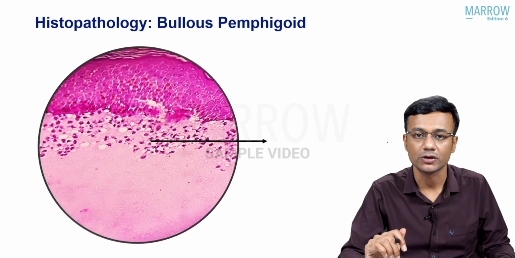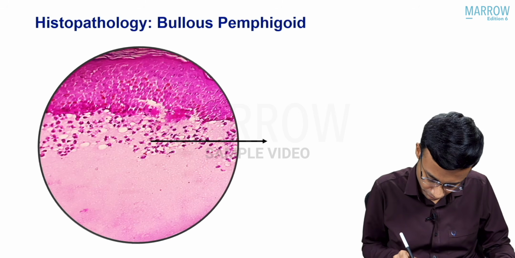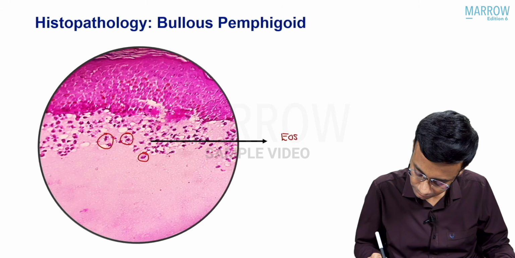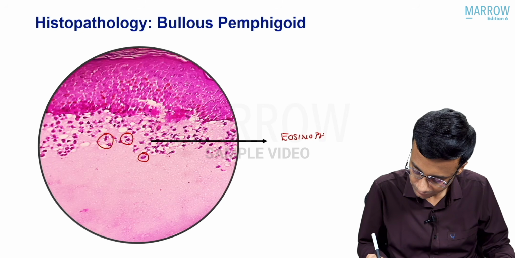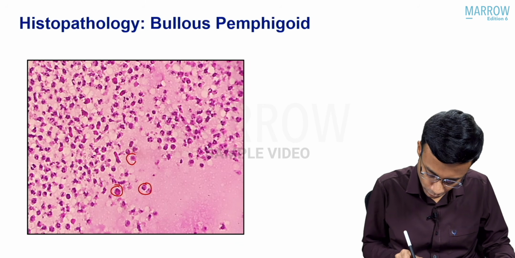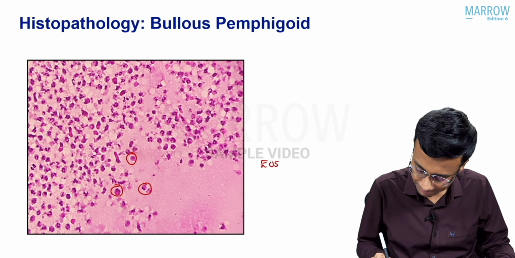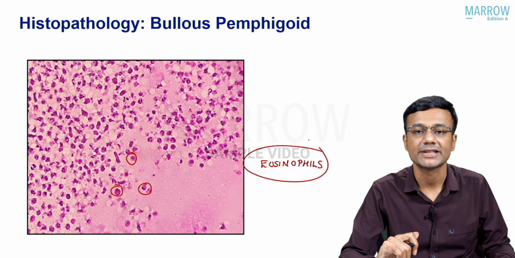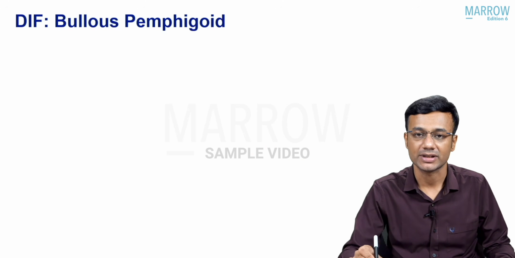Subepidermal bulla with eosinophils. So these are some more pictures. Here you can see there are a lot of eosinophils. Yet another patient of mine presented with extensive eosinophils. Very important: the infiltrate in bullous pemphigoid is predominated by eosinophils. Next we move on to direct immunofluorescence.